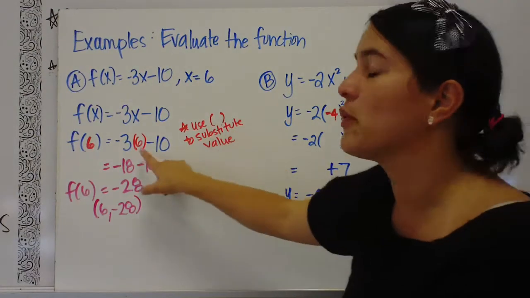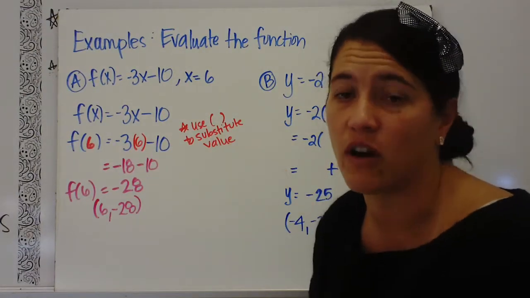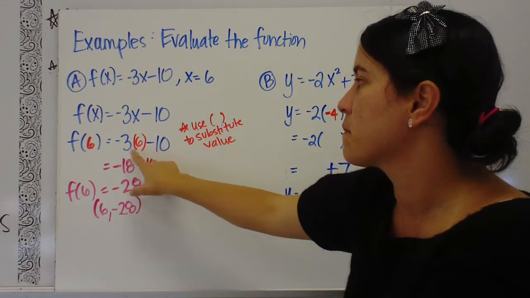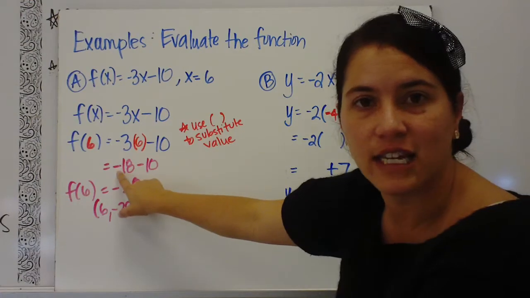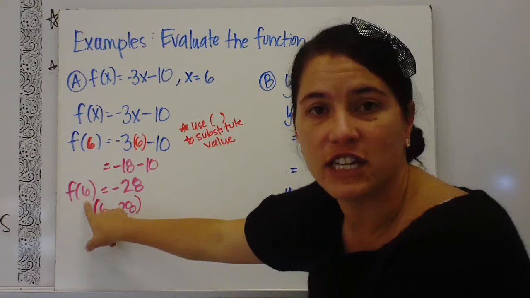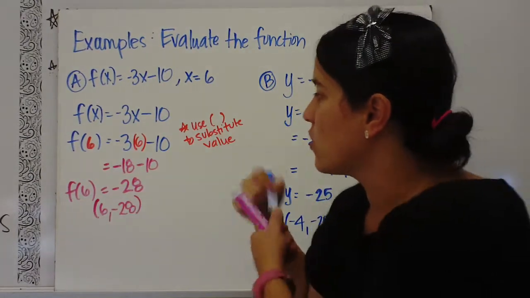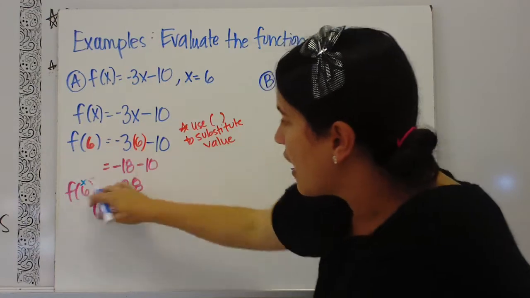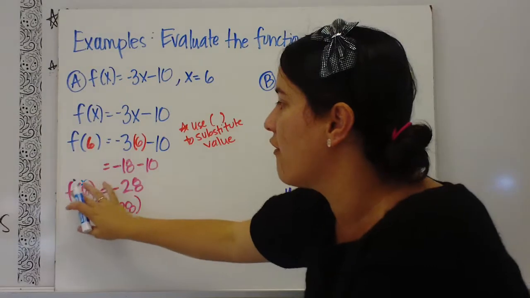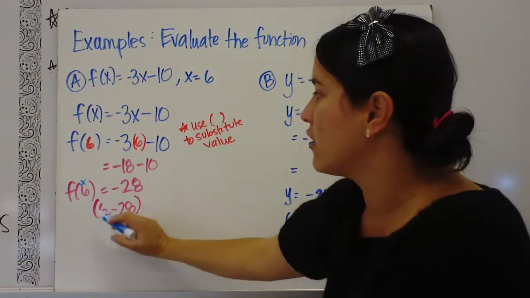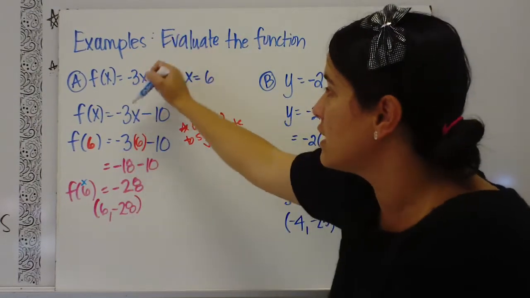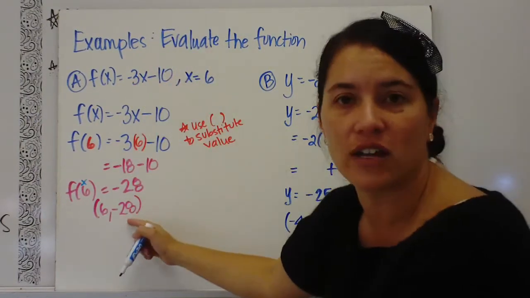And I put a note here: you want to use parentheses. Whenever you're substituting in values, you want to always use parentheses. So negative 3 times 6 minus 10. Negative 3 times 6 is negative 18. Negative 18 minus 10 is negative 28. So that means f of 6 is equal to negative 28. In other words, this is your x value, and this is your output, because that's what it equals. This whole thing, f of x, was your y value. So your input was 6, and your output was negative 28. We put in a 6 for x, and we got out a negative 28.